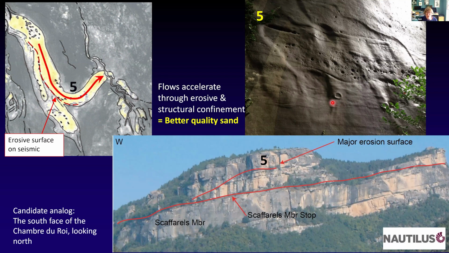The turbidity currents are doubly confined here in Anot and also in our J-hook syncline by the erosive scour or channel and the tight structural syncline. And so they accelerate, and the best quality sands are in bed forms reworked by multiple flows.